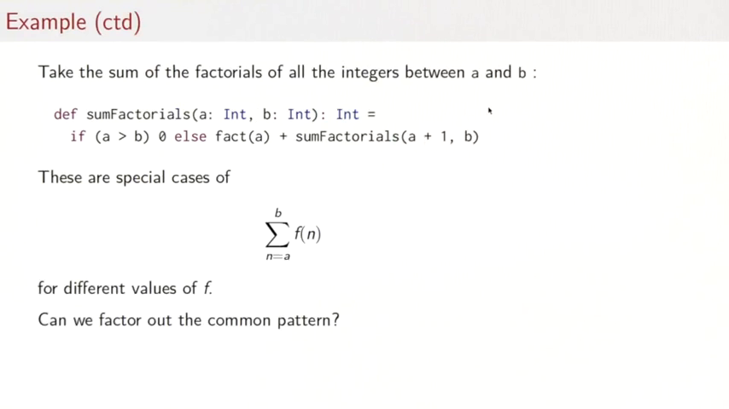Next, let's take the sum of all factorials of the integers between a and b. Well, you see the principle by now. The program again is exactly like sumInts and sumCubes, except that where previously we computed the cube, we compute the factorial. Of course, these are all special cases of the mathematical sum of values of f of n, where f is a given function and n is taken from the interval between a and b. The question is, if mathematics has a special notation for that, shouldn't programming have one as well? Can we factor out the common pattern into a single method?